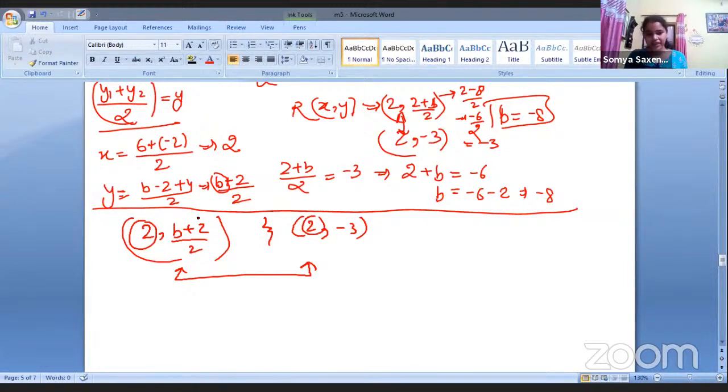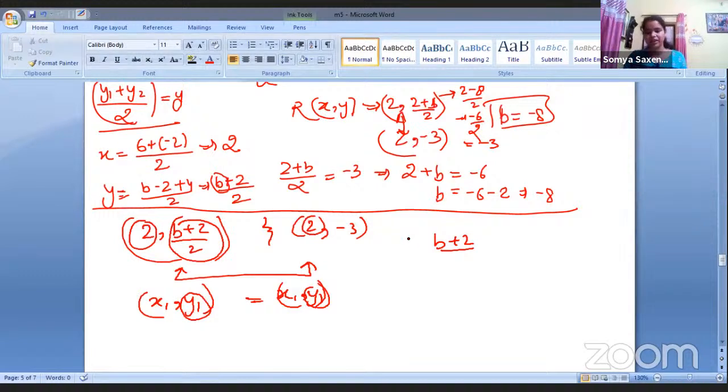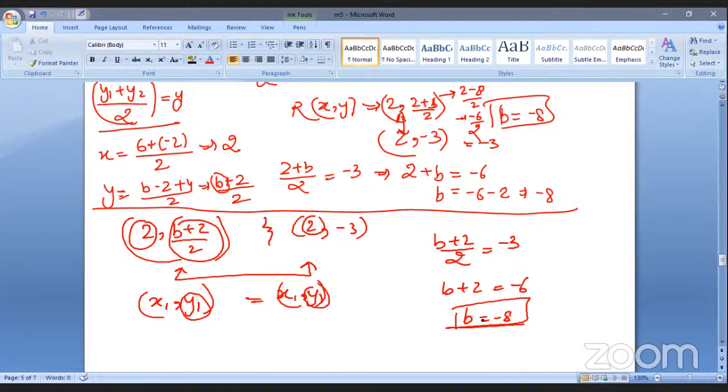And if we have to find the value of b from here, we just have to equate the y coordinates. Because both of them are this only, we just have to equate these two to find the value of b. So we'll have, is it now clear? Yes, ma'am. Okay.